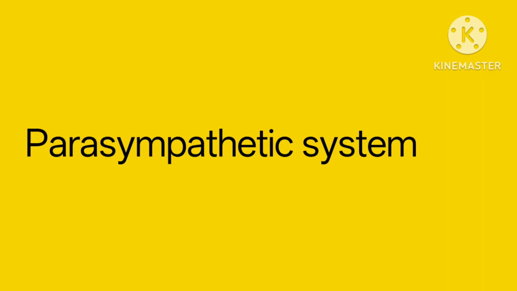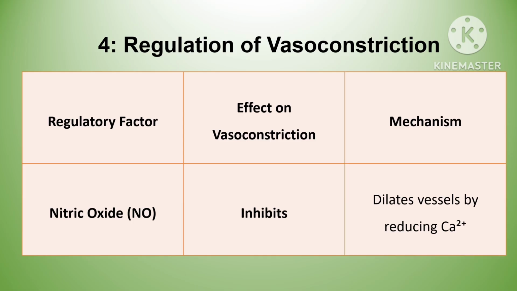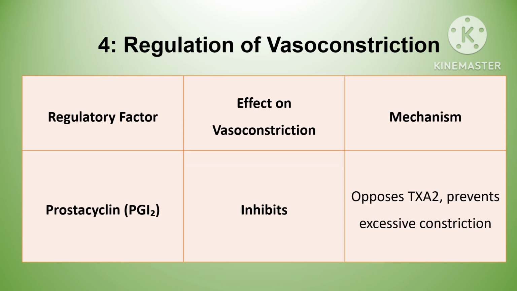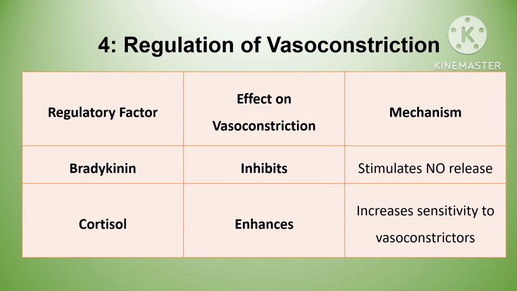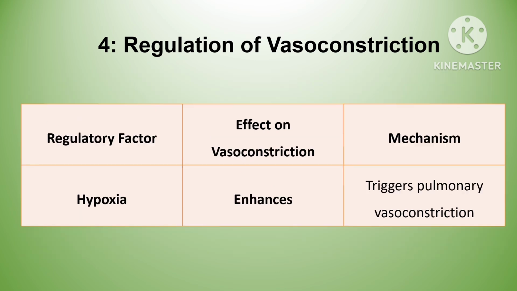In contrast to the sympathetic nervous system, the parasympathetic nervous system indirectly reduces the vasoconstriction by decreasing sympathetic activity. Hormones like nitric oxide, prostacyclin, atrial natriuretic peptide and bradykinin also reduce the vasoconstriction. Local factors like high heat, hypoxia in systemic circulation and increased metabolic activity, these all inhibit or reduce the vasoconstriction.